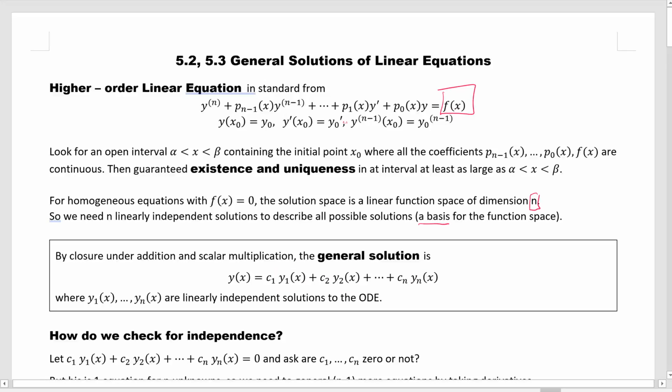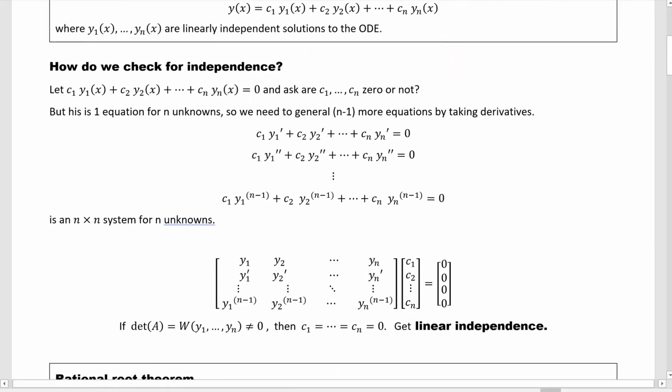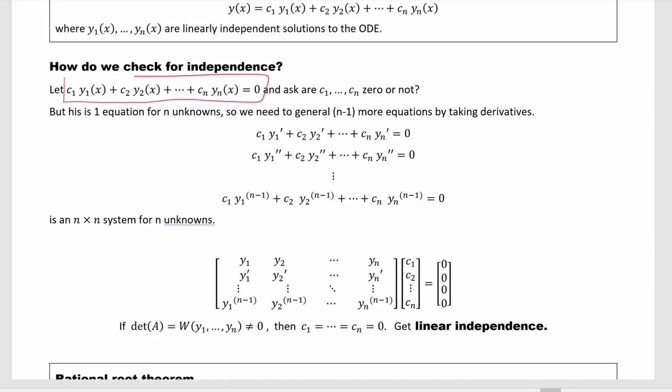All right, so how do we check linear independence? Similar to what we did for the second order. For the second order, we only need c1y1 and c2y2, but here for nth order, we're going to generalize this idea. So we start with c1y1 plus c2y2 plus ... plus cnyn equal to 0, and we try to solve for the ci's.